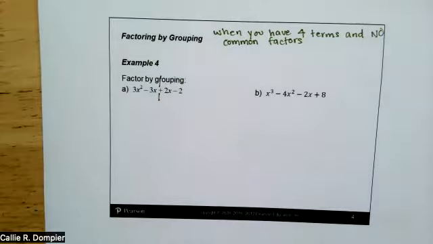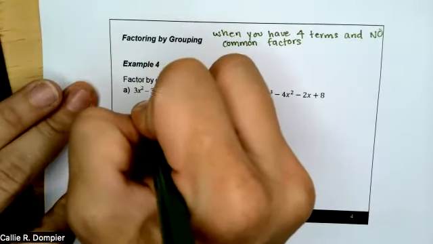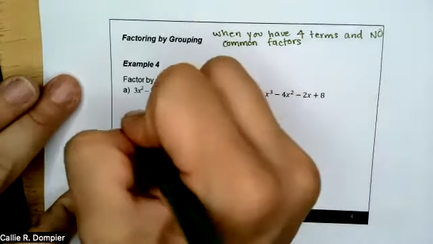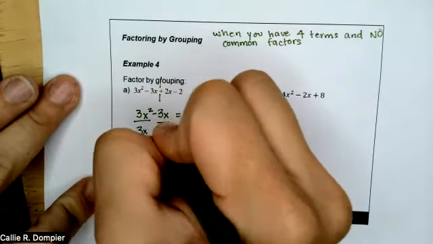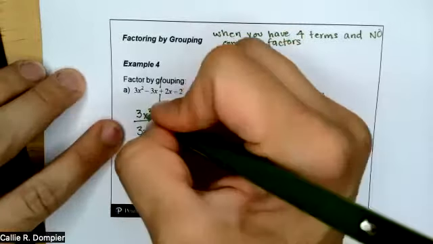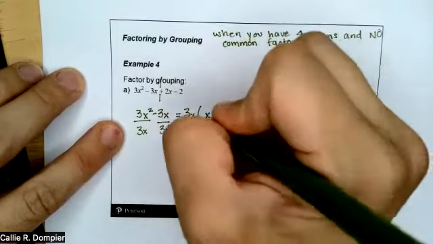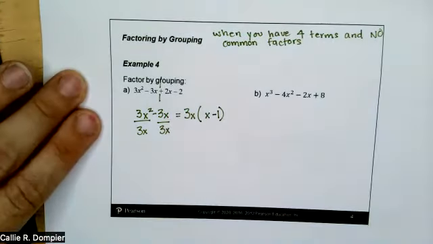So first I have 3x squared minus 3x. What can I factor out of that? An entire 3x, right? So that becomes 3x. 3x squared divided by 3x just leaves me with x. Negative 3x divided by 3x leaves me with a negative 1. So that's my first group.